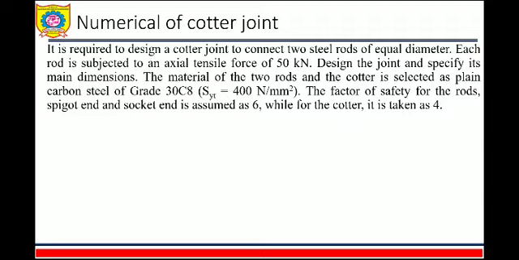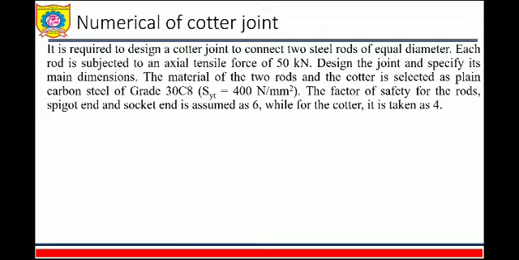The material of the two rods and the cotter is selected as plain carbon steel of grade 30C8 with SYT, that is yield tensile strength or yield strength, is equal to 400 Newton per mm square. The factor of safety for the rods, spigot end and socket end is assumed as 6, while for cotter it is taken as 4.